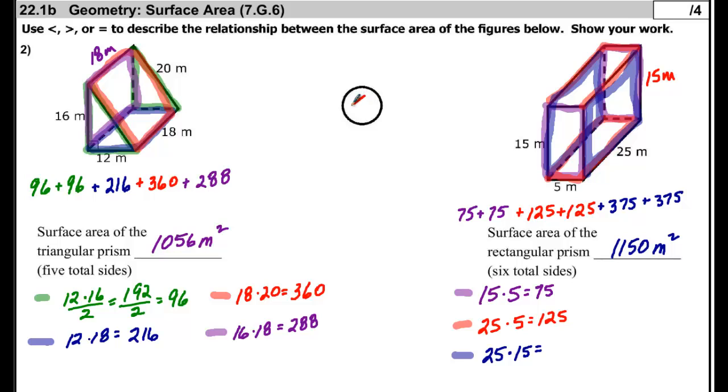And we can see that our triangular prism at 1,056 square meters is less than our rectangular prism at 1,150 square meters. So there you go. Match that up with your test. You're going to see another surface area problem. So be sure you're giving yourself a chance to be as successful as possible. And if you have more questions, bring them to class.